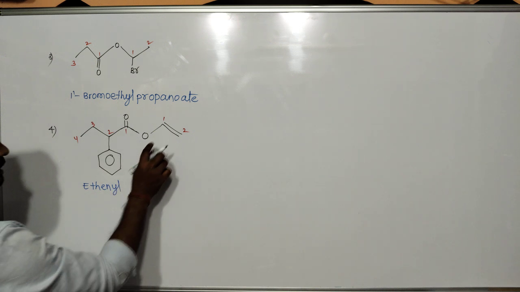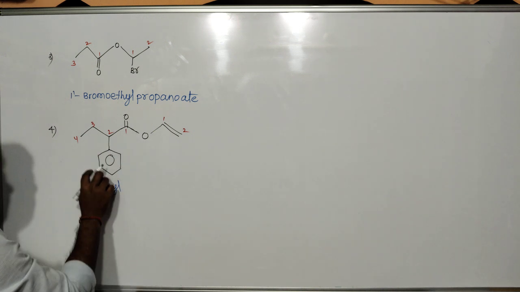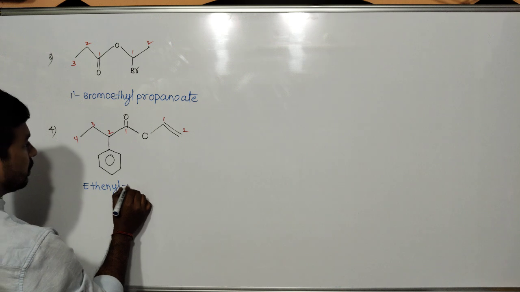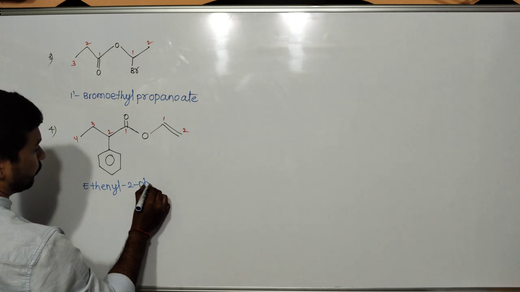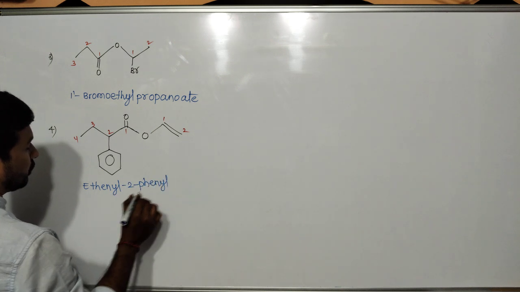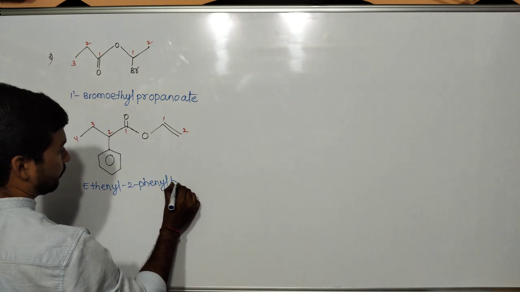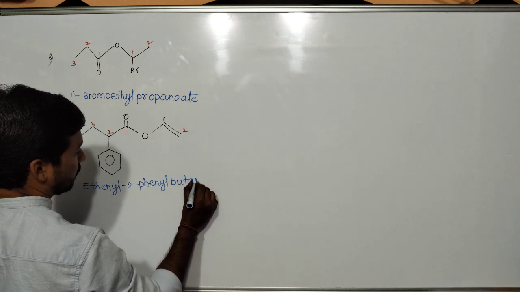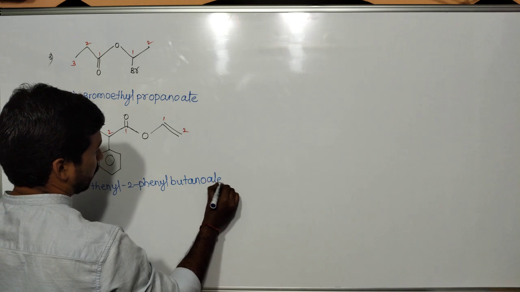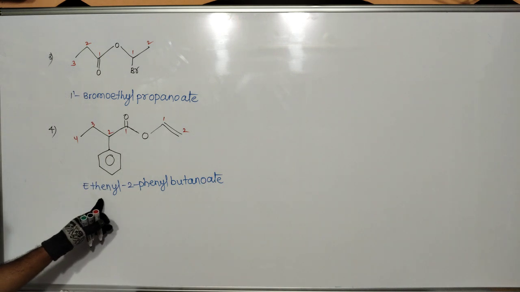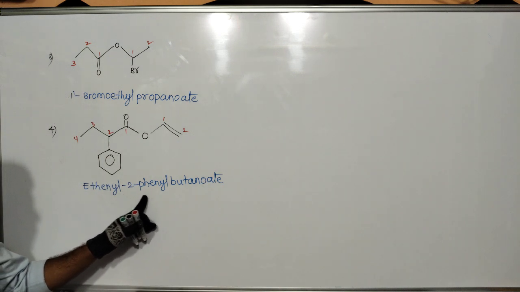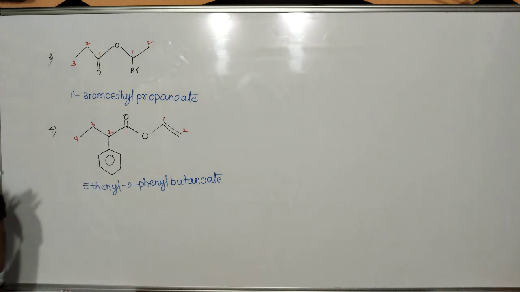Ethynyl. And the substituent at this position is 2-phenyl, and this is what? Butanoate: but plus an plus oate. The IUPAC name of this molecule is ethynyl 2-phenyl butanoate.